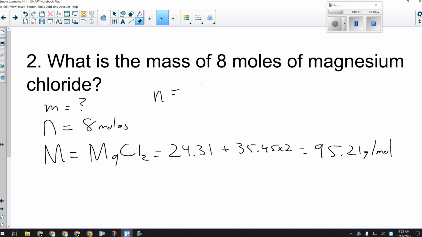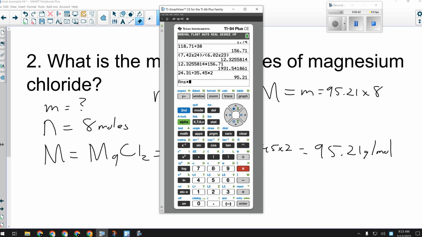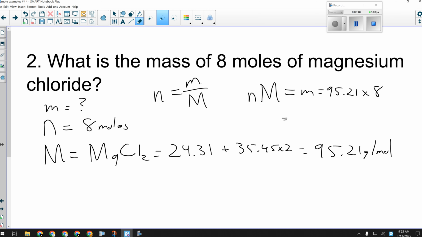So n equals little m over big M. Anytime we're looking for little m, we've got to multiply both sides by big M. So we're going to have n times big M equals little m. So that'll be 95.21 times 8, because it's both just 8 moles. So times 8, we're looking at 761.68 grams.